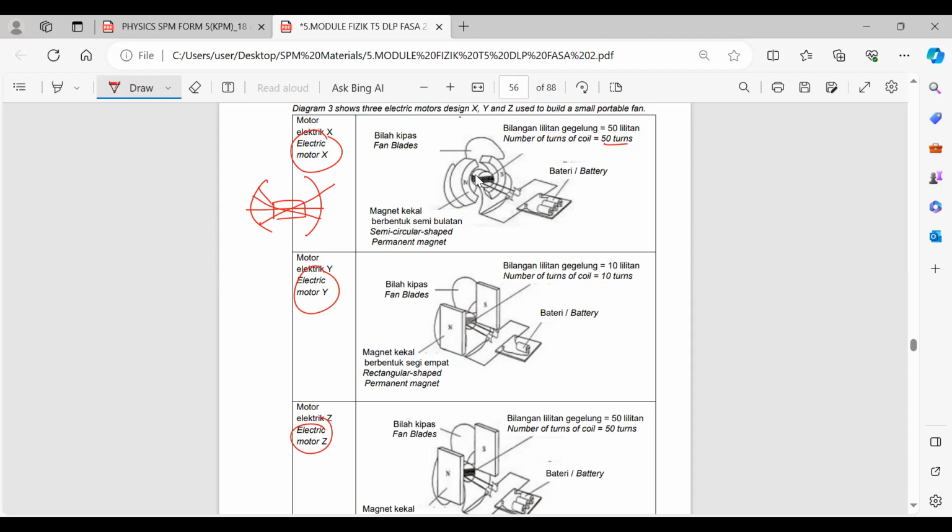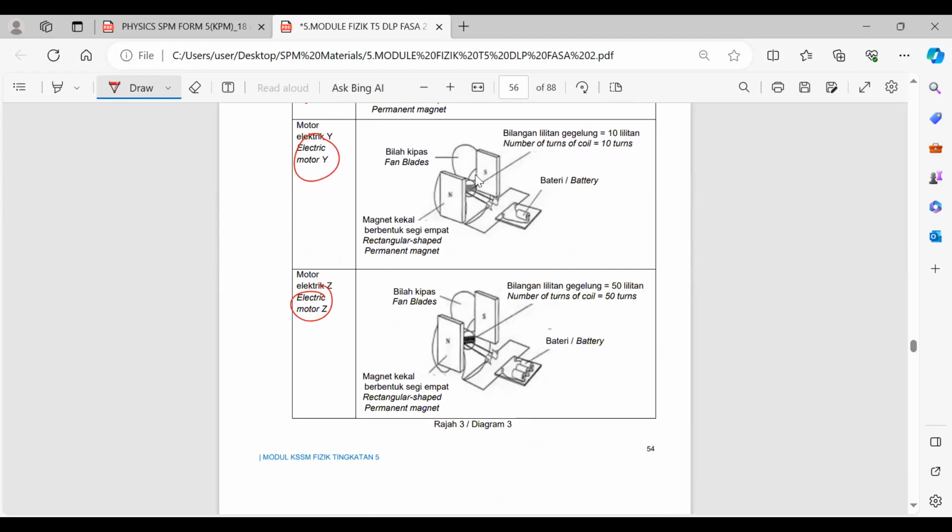Next, for electric motor Y, you have a rectangular shape, so the magnetic field is not focused. The number of turns is 10, so the number of turns is less. So the change in flux will be less, the amount of magnetic field cut will be lesser. Then a battery of one only.